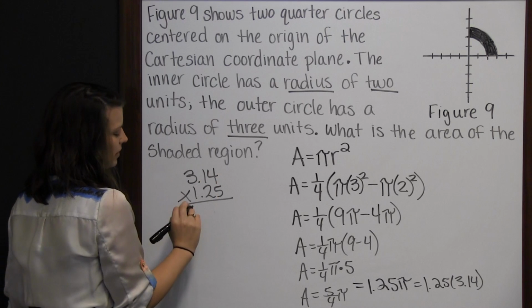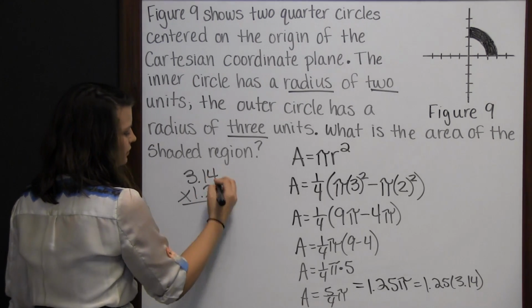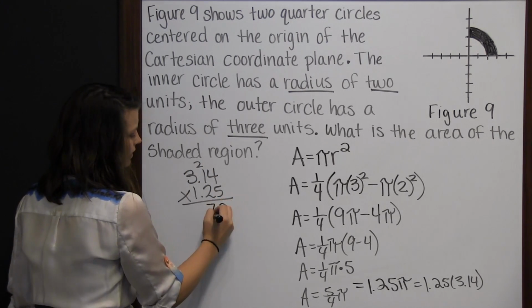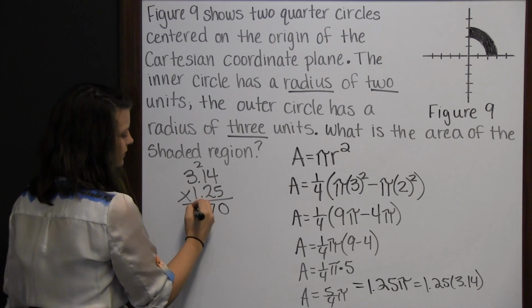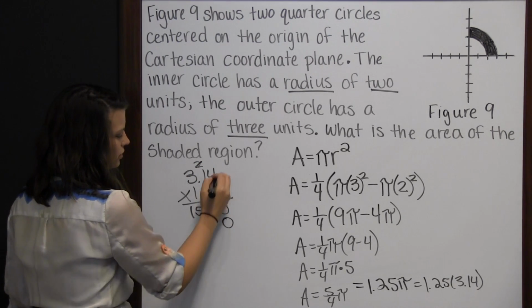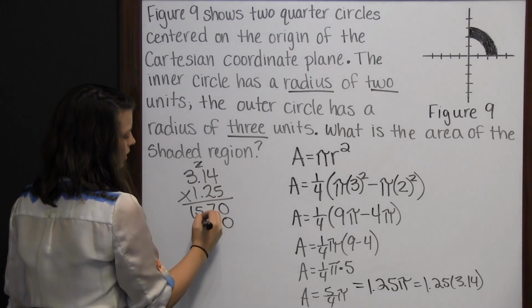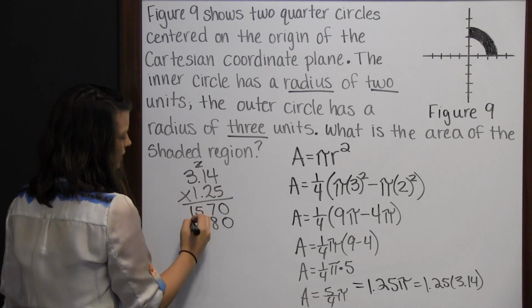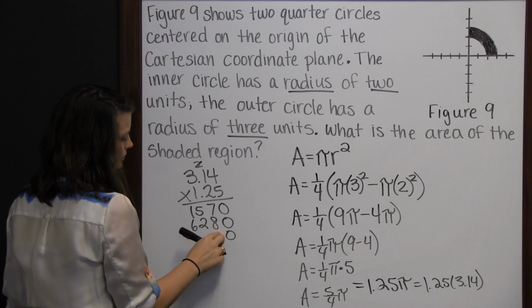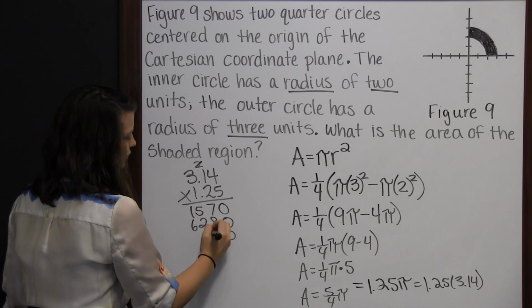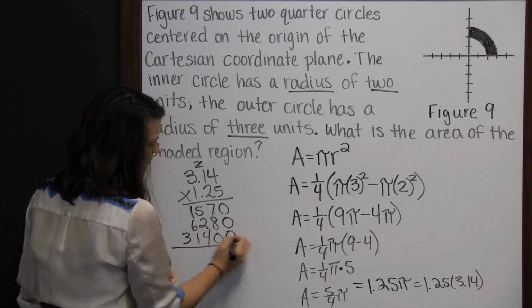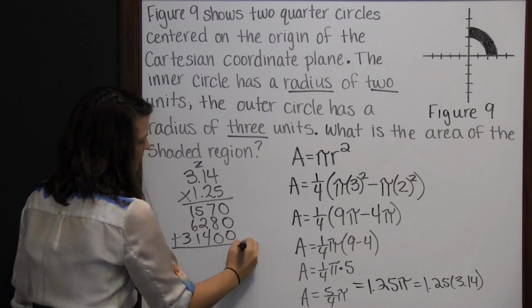And that's my pi. 5 times 4 is 20. 5 times 1 is 5. That's 7. 5 times 3 is 15. Put a 0 placeholder. 2 times 4 is 8. 2 times 1 is 2. 2 times 3 is 6. Put 2 0 placeholders. 1 times 4 is 4. 1 times 1 is 1. 1 times 3 is 3. Add that together.